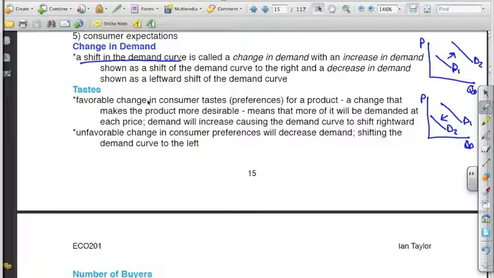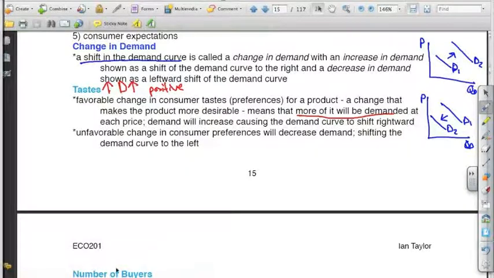So for our tastes, a favorable change in consumer tastes or preferences, so if we have an increase in tastes, then a change that makes a product more desirable, more of it will be demanded. So we know that if we have an increase in tastes, we're going to have an increase in demand, or a shift to the right. Notice this is a positive relationship.